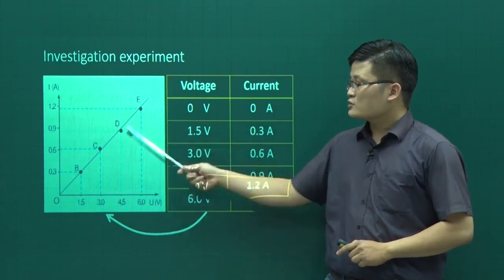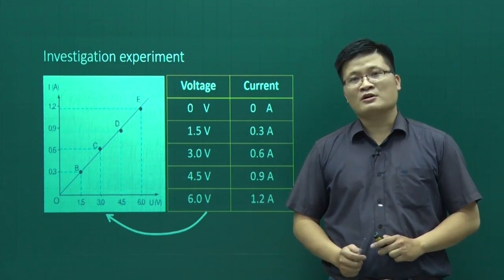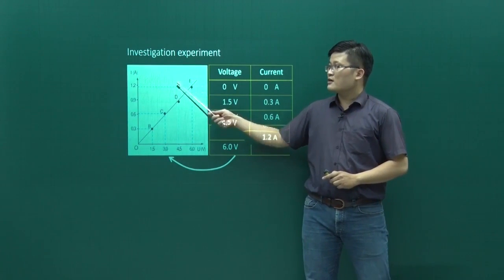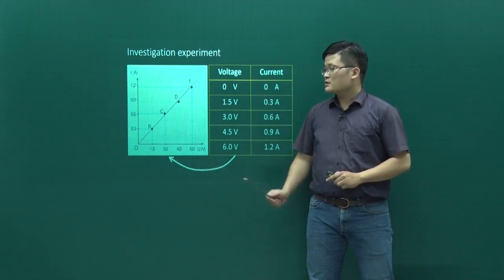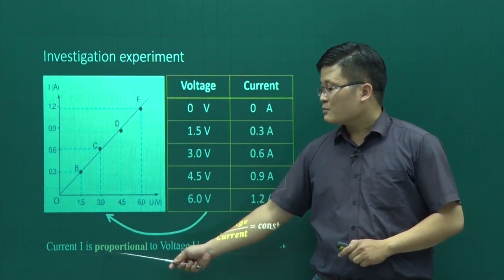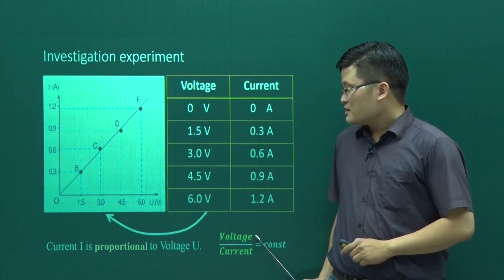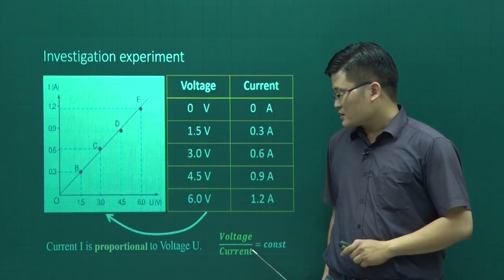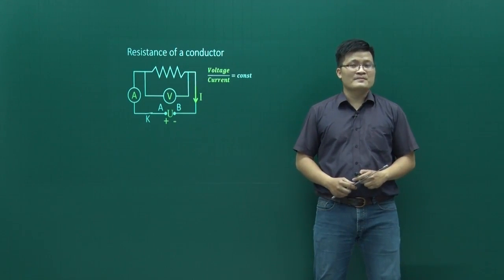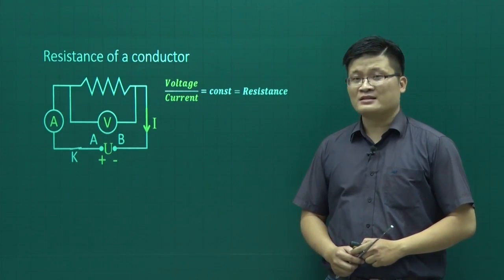Now, look back to the representation of the data in the data figure or the data diagram. You see a linear function in the graph of current versus U. You can easily conclude that the current I is proportional to the voltage U. Or you can say the ratio voltage over current is constant. But what does constant mean in this case? In physics, this constant is called resistance.